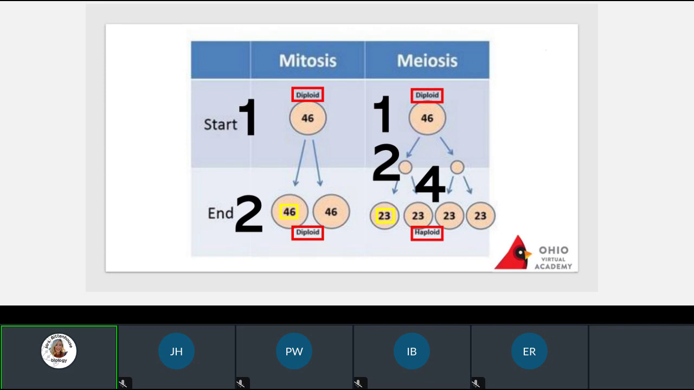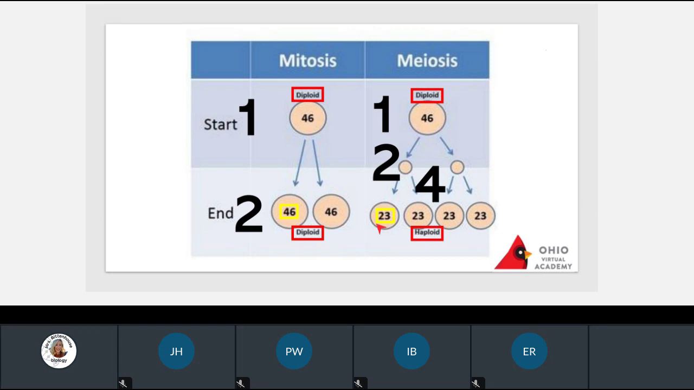As humans, we have 46 chromosomes. And every single cell in our body, you can pull out a brain cell, a liver cell, a tongue cell, a skin cell, from your appendix or your spleen. They all will have 46 chromosomes.